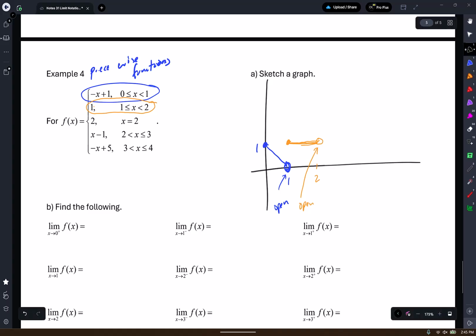This is just a point. I'm going to put this one in black. That point is 2, 2. So here's 2, and I'm going to put a point right there, 2, 2.